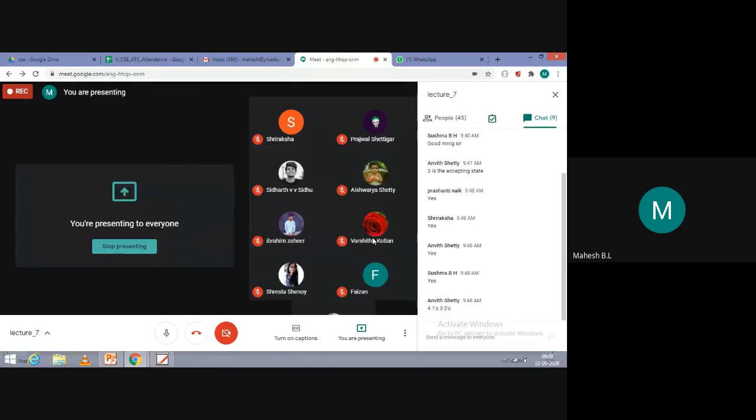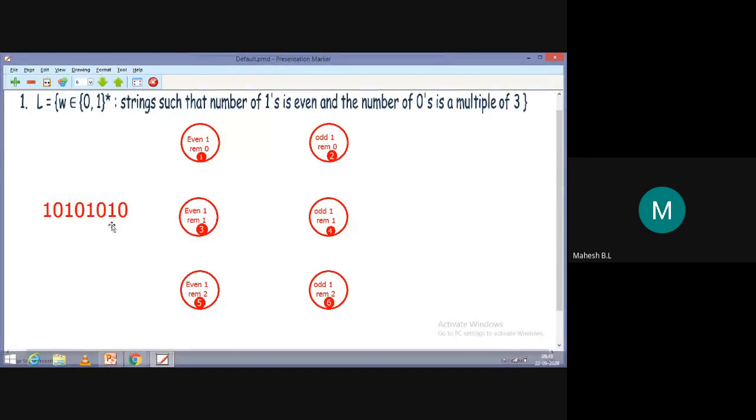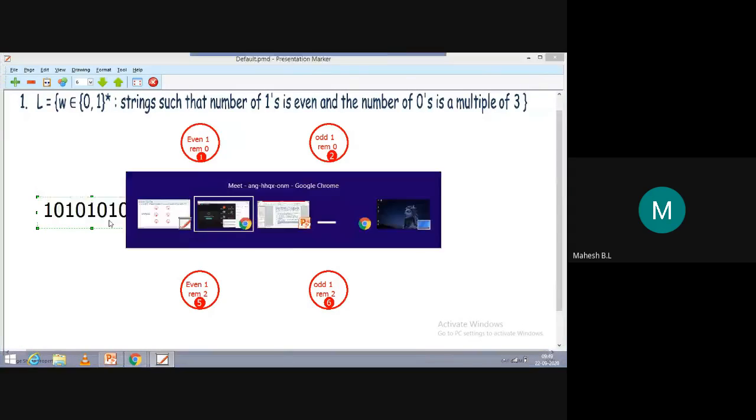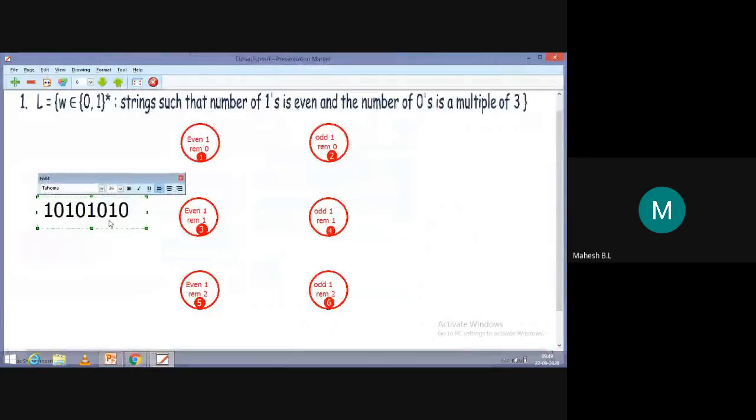Whether this string 1 0 1 0 1 0 1 0 belongs to the language, let's give your answer. No, this string doesn't belong to the language because, although you have an even number of ones, 4 ones, the number of zeros is 4, which is not a multiple of 3. When you divide 4 by 3, the remainder is 1. That's why this is not a string which is part of the language.